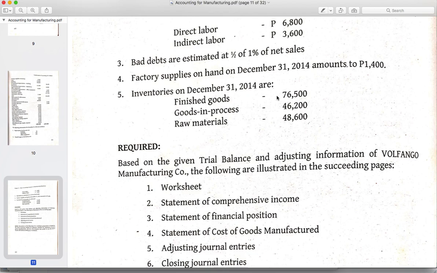Inventories on December 31, 2014 are, so these are the ending inventories. O, ano naman ang pakinabang natin dito sa ending inventories na to? This will be used, class. There will be no adjusting entries here. Magagamit natin ito, class, pag i-close na natin yung mga accounts na ito kay cost of goods manufactured. Hindi na tayo gagawa ng adjusting entry. Mamaya na, pagkatapos natin makuha yung adjusted balances. Yung cost of goods manufactured kasi, class, usually ginagawa yan pag closing.